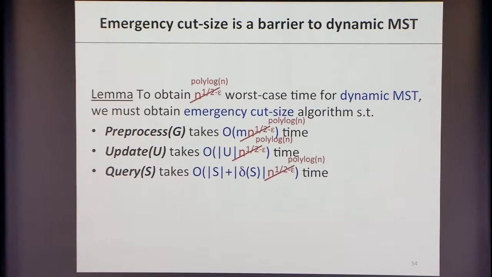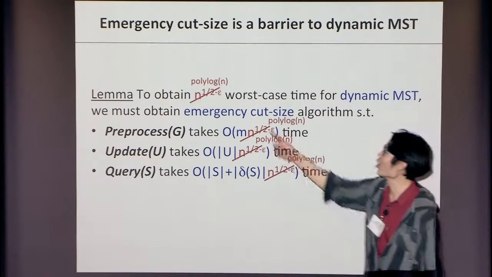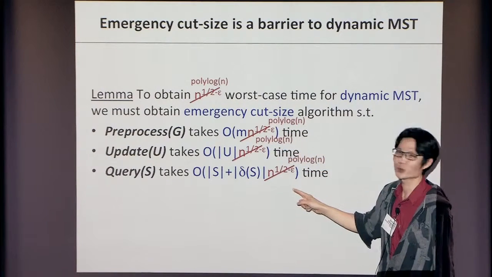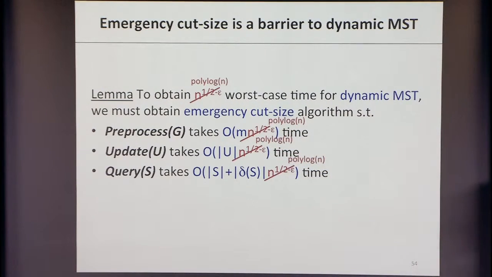And again, if you want to even go further to go to polylog n, then you have to improve all this to polylog n too. So I guess how much you can go here kind of tells you how far you can go with the dynamic MST problem.